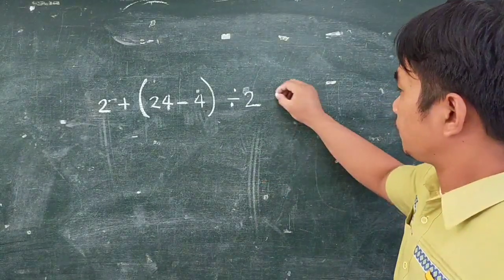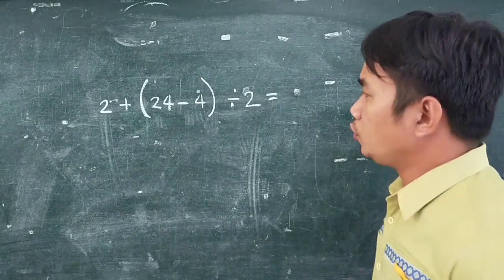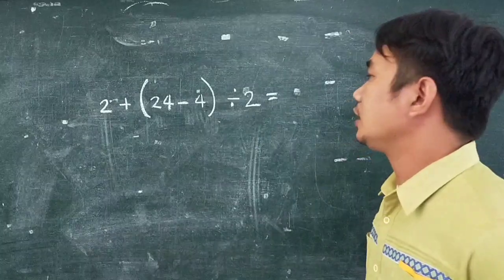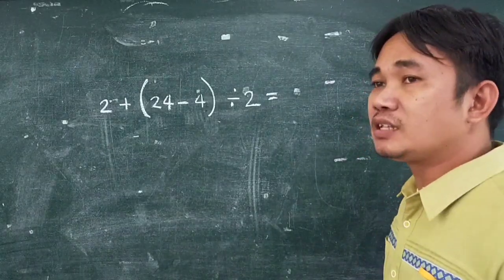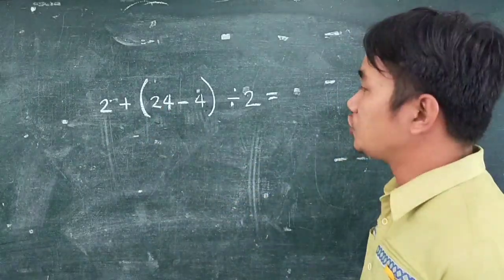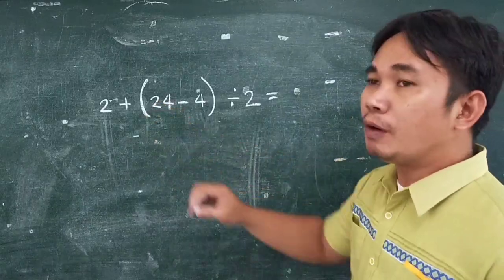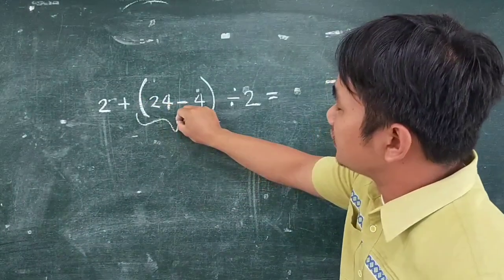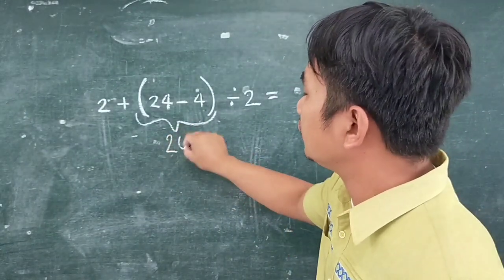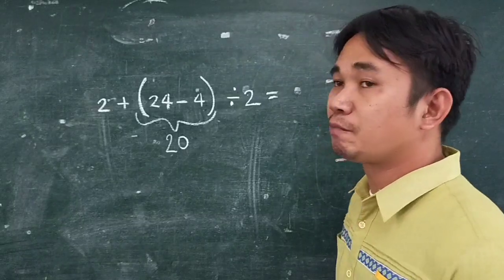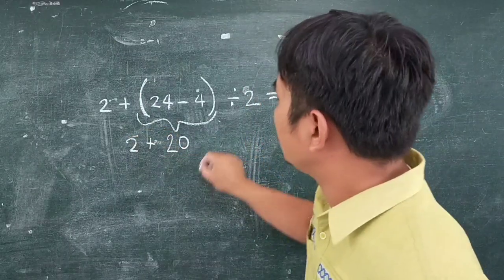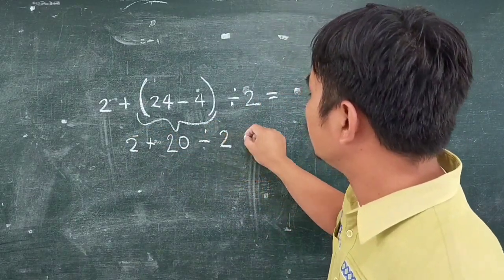Okay, let's solve this. If we have 2 plus, inside the group, 24 minus 4, divided by 2. Since, sir, addition na nauna sa left. No. We need to perform first the operation inside the group. So, mauna pa rin yung nasa loob ng ating parentheses. So, 24 minus 4, that is equal to 20. Kopyahin natin ang operations sa magkabilaan and the numbers. So, dito plus 2, dito divided by 2.